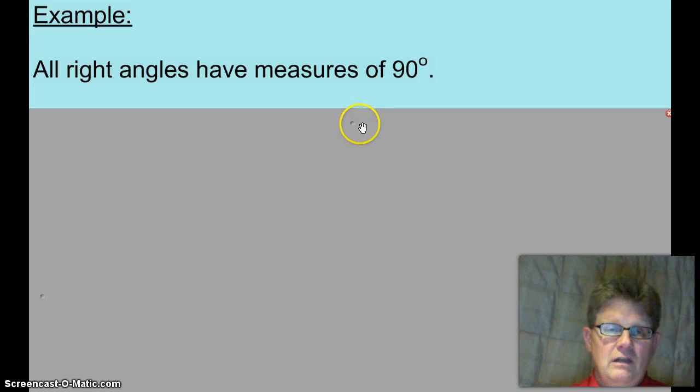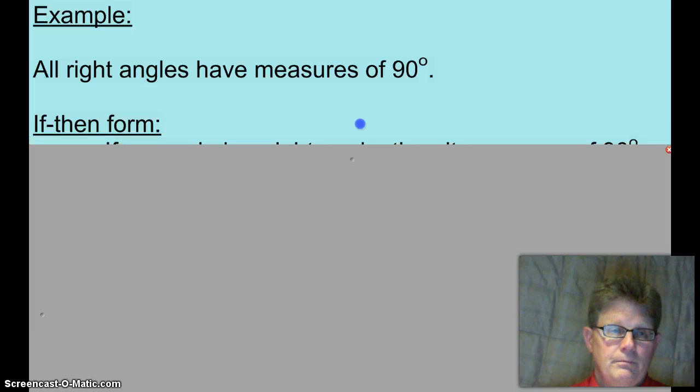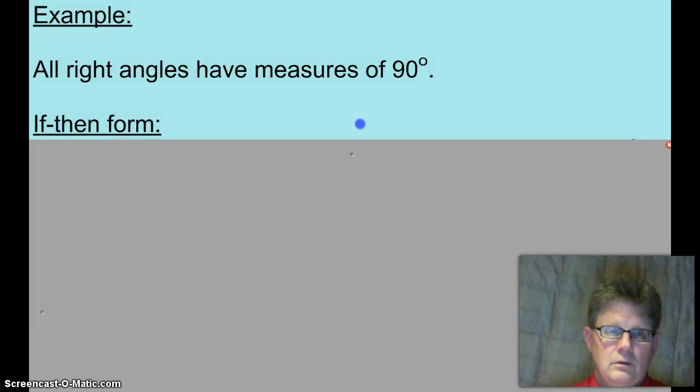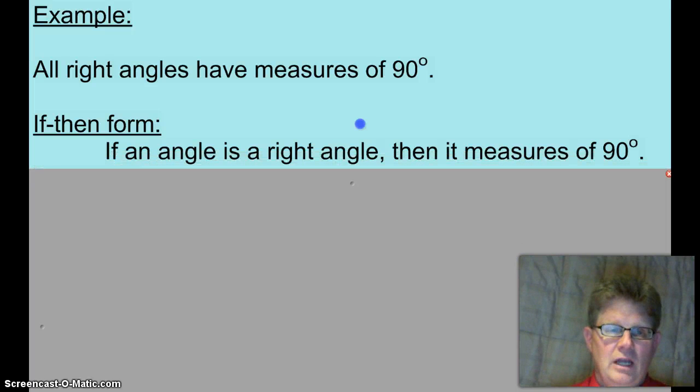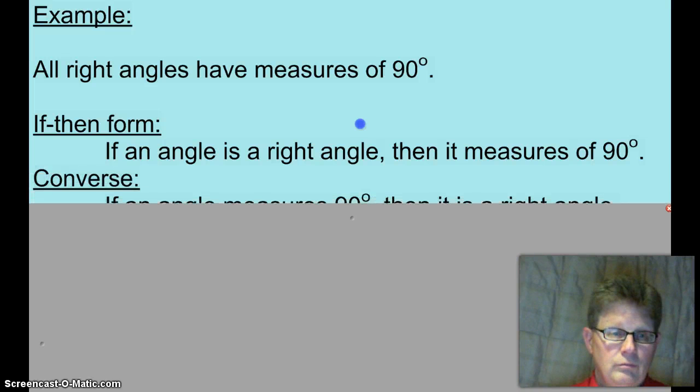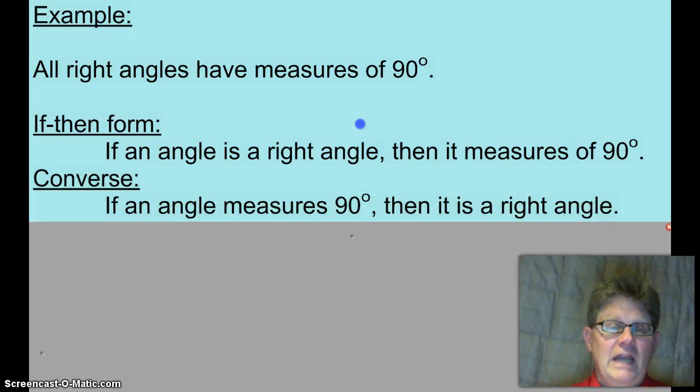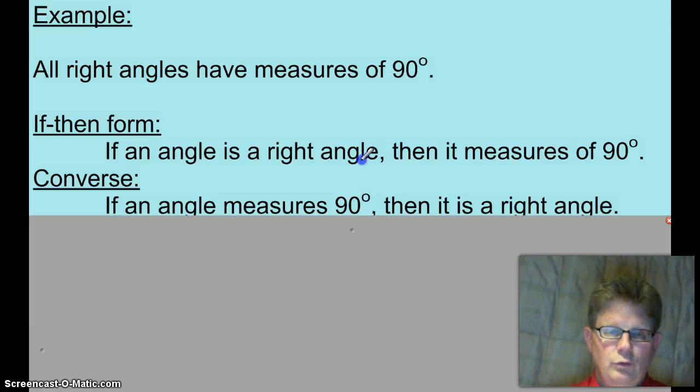Here it is written in if-then form. If an angle is a right angle, then it has a measure of 90. The converse, if an angle measures 90, then it's a right angle. See, I switched the hypothesis and the conclusion. That's right. That's how you make a converse.